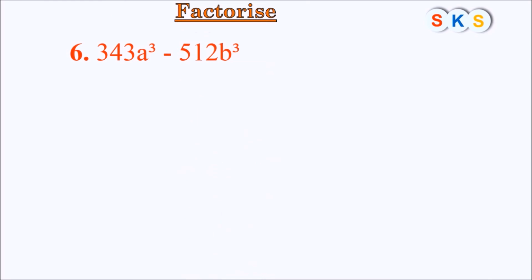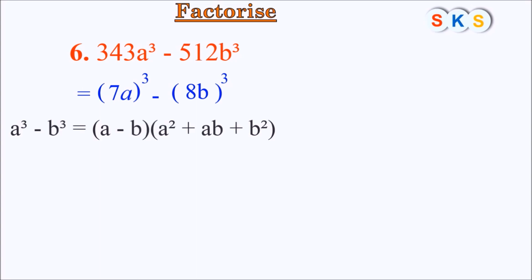Question number 6. 343a cube minus 512b raised to 3. Here the first term is cube of 7a. So we will write this as 7a the whole cube. And the second term is cube of 8b. So we will write this as 8b whole raised to 3. Now this question is converted into the form of a cube minus b cube. So we will use the formula of a cube minus b cube, and a cube minus b cube is equal to a minus b into a square plus ab plus b square.